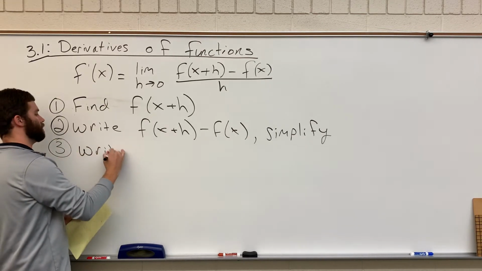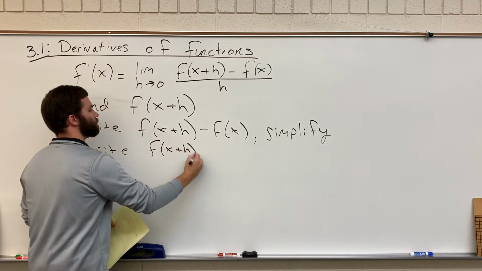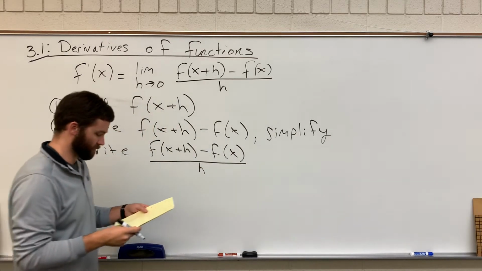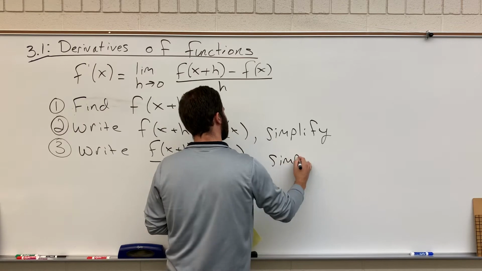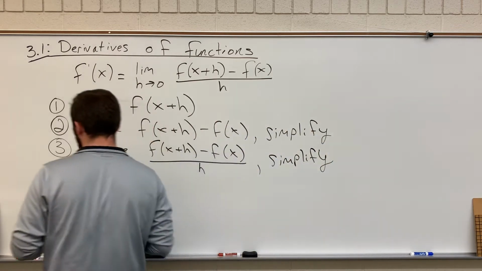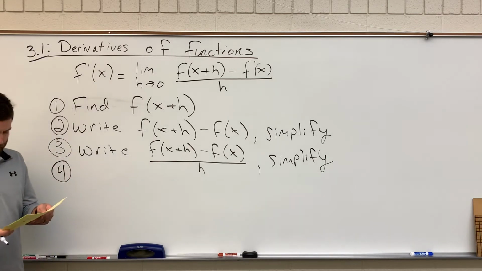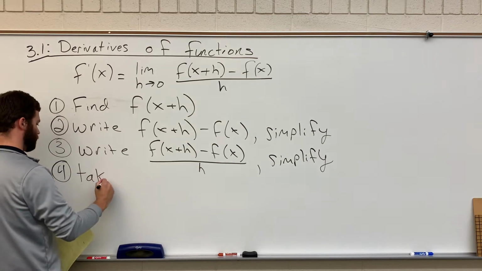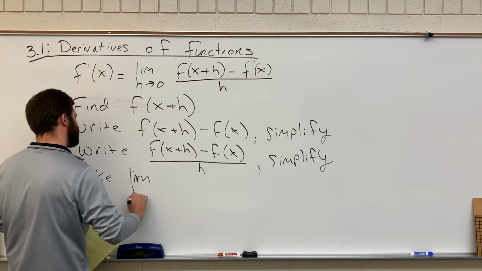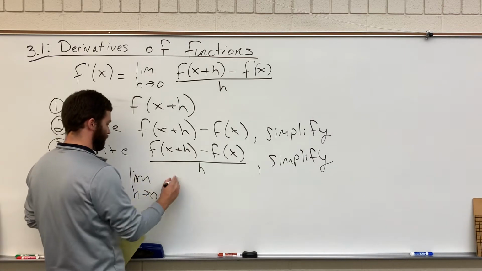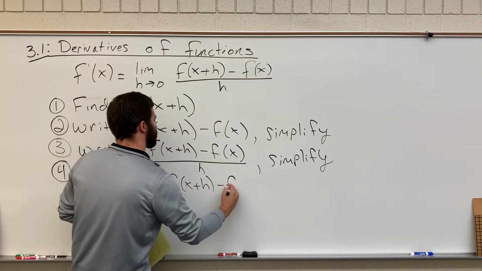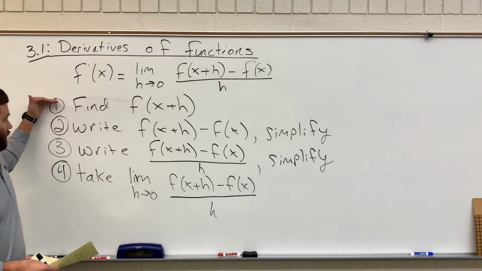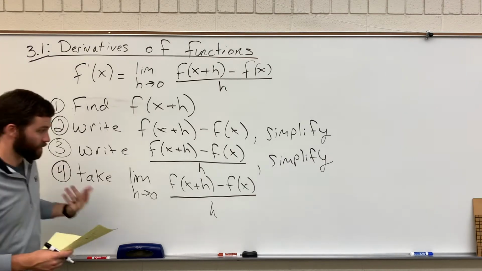All right, step 3. Write f of x plus h minus f of x, the thing you just found, divided by h. Simplify. Okay. Step 4. Then finally take the limit. Take the limit as h approaches 0 of the thing that you just found, f of x plus h minus f of x, all divided by h. Start from here, work your way down. By the time you get here, you should get f prime of x.